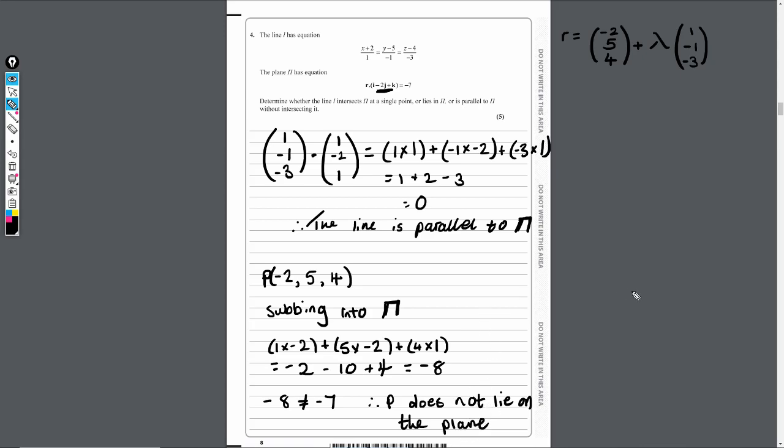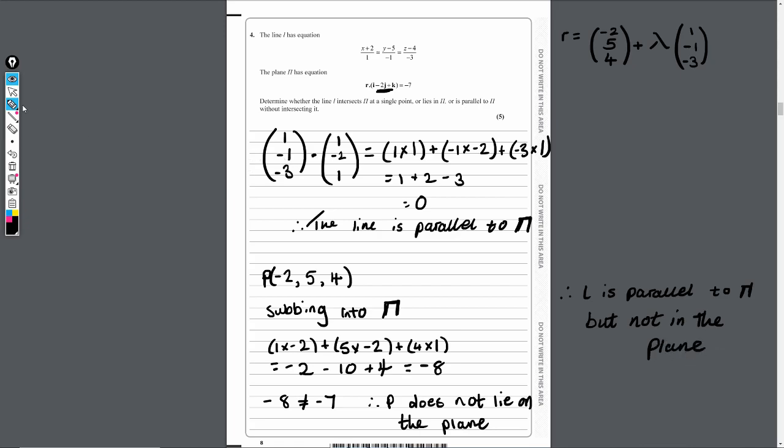So now the final comment we can make, so if it doesn't lie on the plane but it's parallel, what we can say therefore is that L is parallel to pi, but it doesn't lie in the plane, but not in the plane. And there we have it.